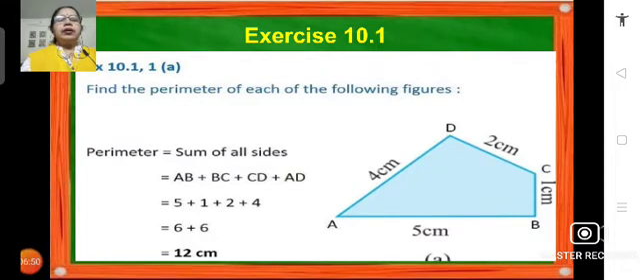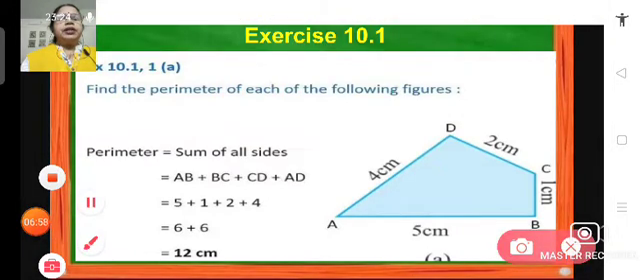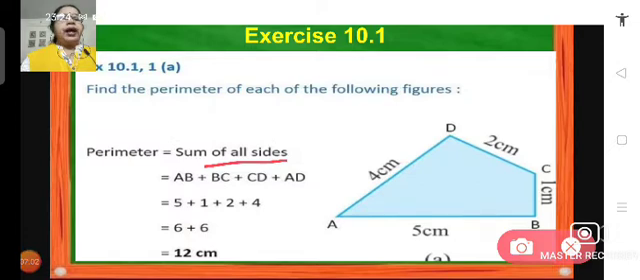We have a quadrilateral here with all the sides different. So how do we find out the perimeter? We know that perimeter is the sum of all the sides. So we have the sides AB plus BC plus CD plus AD. We find out the sum of all these sides.